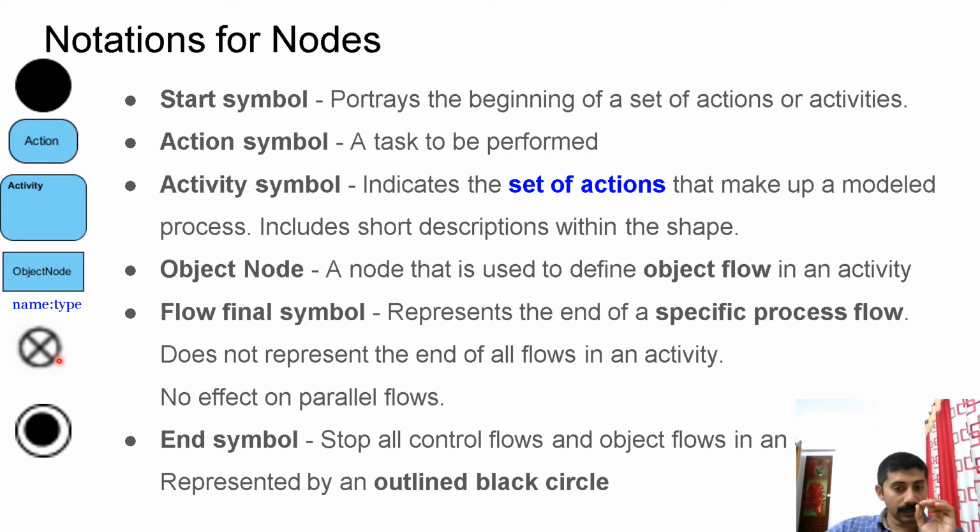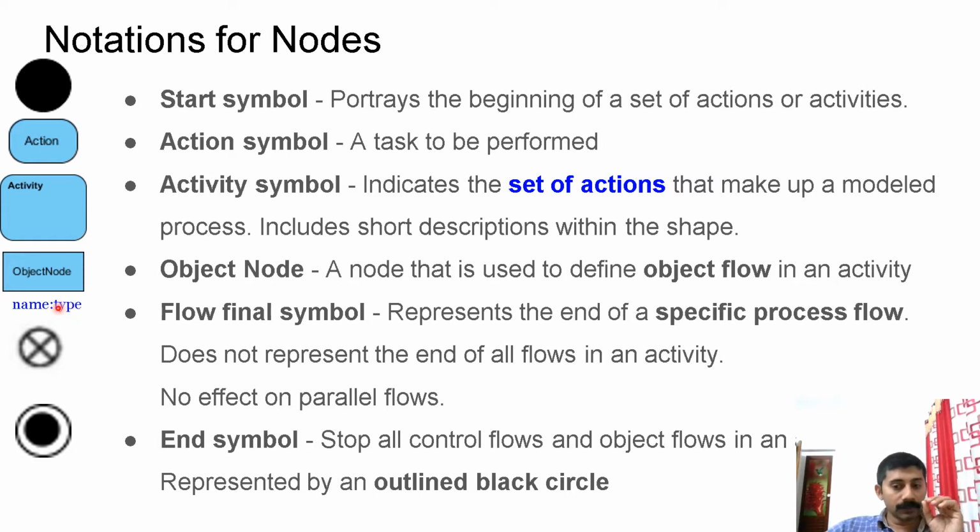It represents only the completion of a particular flow. It does not indicate the completion of the entire activity. Only a particular control flow is getting completed. That is the meaning of this. And in the object, see, I said a rectangle can represent the object. Within that, you can give the name. That naming convention, that is, we have already seen.